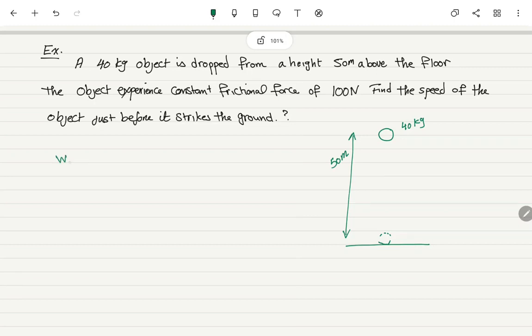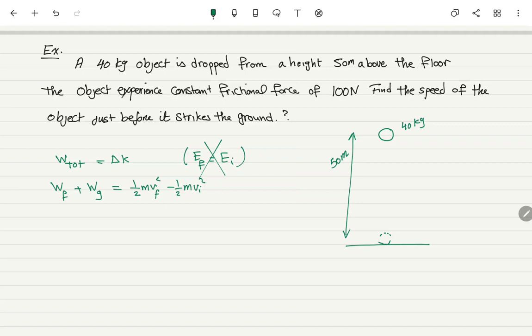Okay, so work total equals delta K. Now, since we have friction, we cannot use E final equal to E initial. We can't use this because there is friction in this situation. So work total is the work from friction plus the work from gravity, which equals delta K, half v final squared minus half v initial squared.